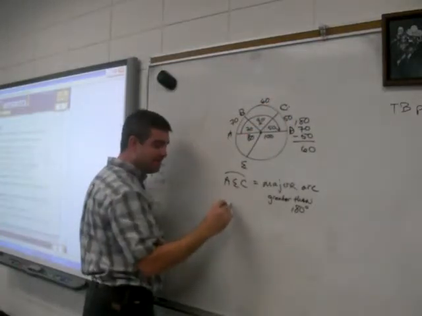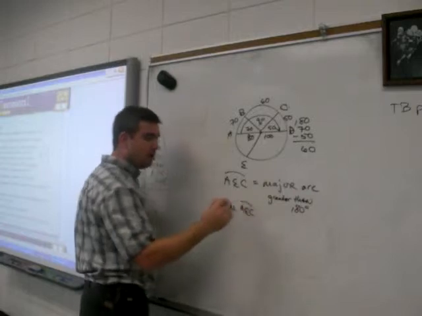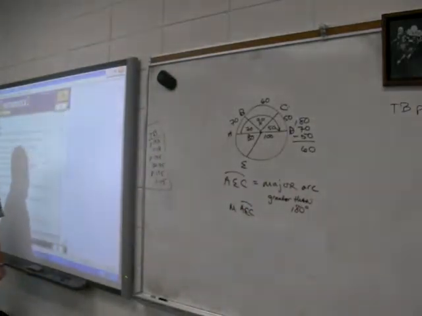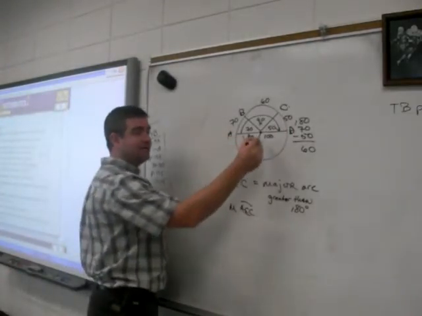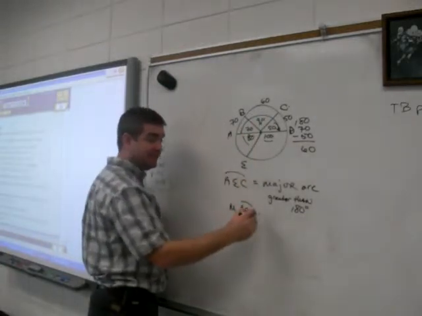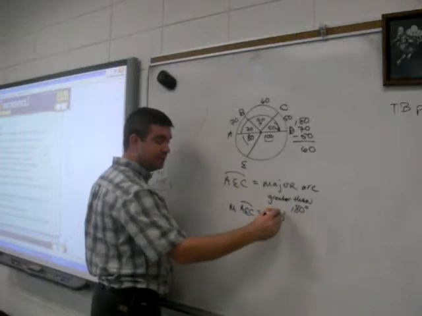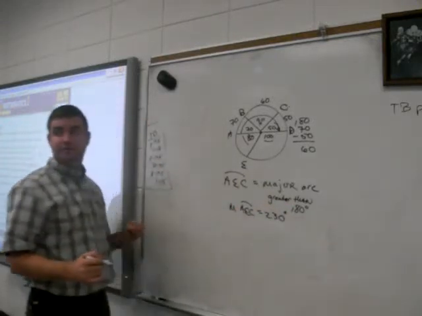Well, how do I find the measure of arc AEC? What allows you to do that? There's a postulate right here. The arc addition postulate says that you can add them up. It's that easy. So if I'm trying to find AEC, I'm going to look here and say 80, look here and say 100, and look here and say 50. 180 plus 50 is 230. So the measure of arc AEC is 230 degrees.